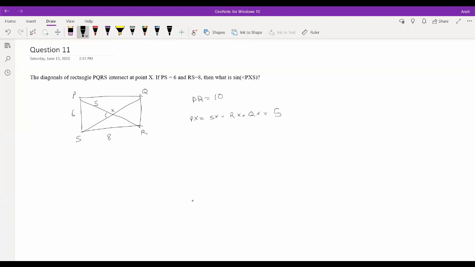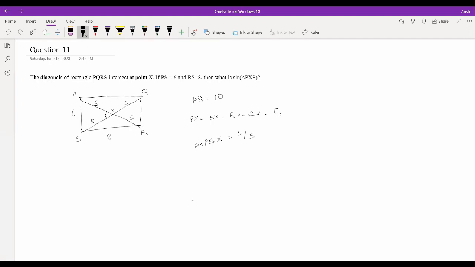So you can actually figure out all the sides of triangle PXS. It has side lengths 5, 5, and 6. But we also know that if you look at angle PSX, the sine of PSX is just the same as the sine of angle S. And if you look at the right triangle PSQ, you get sine of S is equal to 8 over 5, which is 4/5. So you get sine of PSX is equal to 4/5.